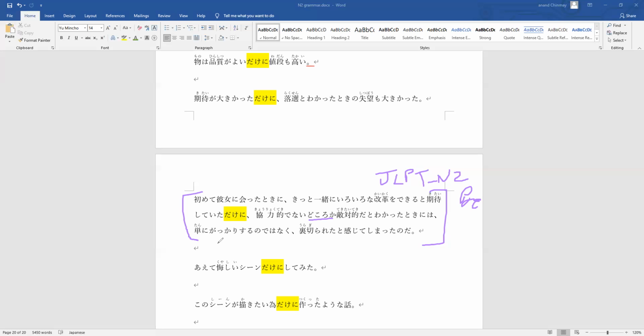Yes. Not exact, but somehow broken. Uragiri means to betray someone. Uragirareta. That betrayal is backstabbing. I felt like I was betrayed by that person, or double-crossed basically.